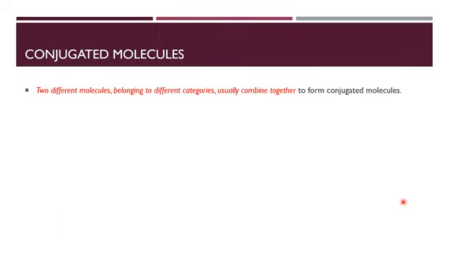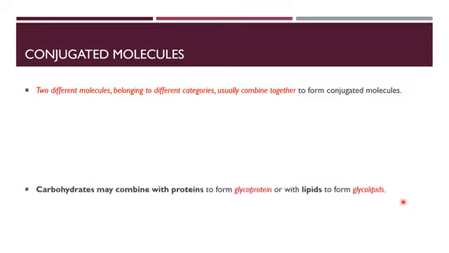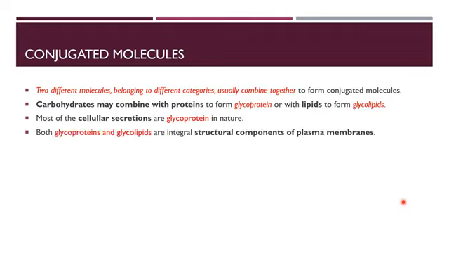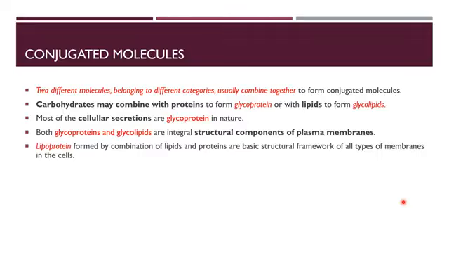Now the conjugated molecules: when two different molecules belonging to different categories combine together, they form conjugated molecules. When carbohydrates combine with proteins, they form glycoproteins, and with lipids, they form glycolipids. The cellular secretions are actually glycoproteinic in nature. Glycoproteins and glycolipids are also structural components of the plasma membranes.